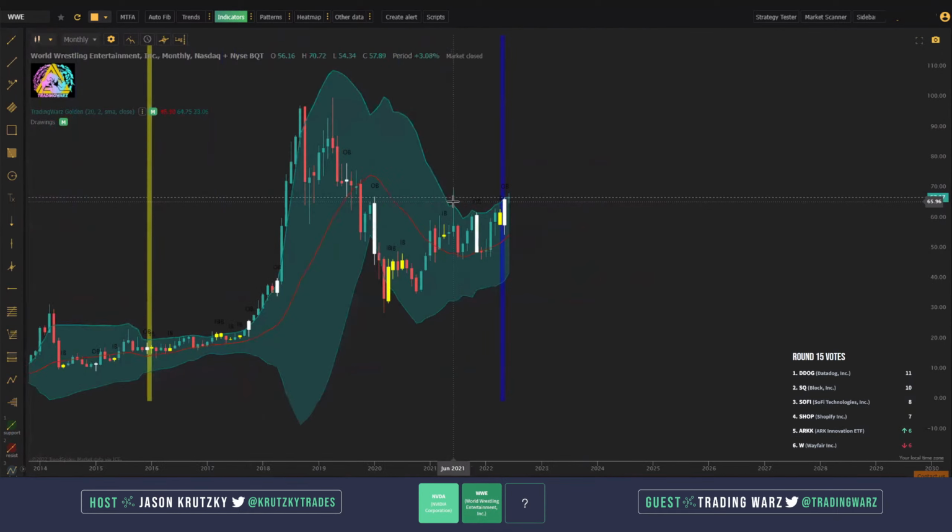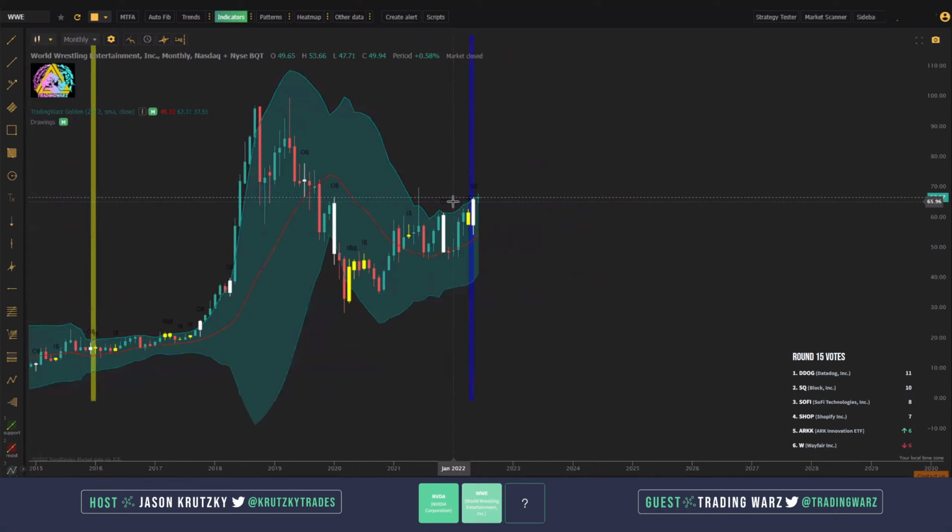I keep on forgetting to ask you, and while it's on my brain, what is the significance of the bands that are around? I know that it's a 20 SMA. Tell us about how you utilize those bands too.